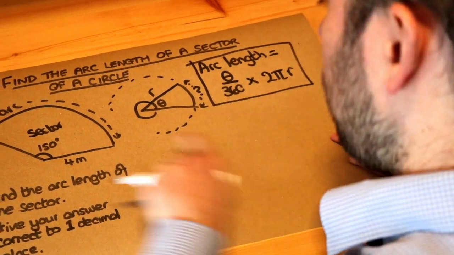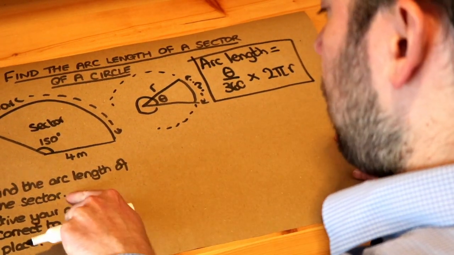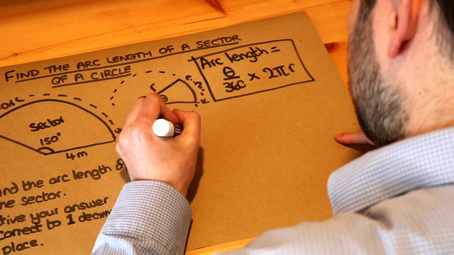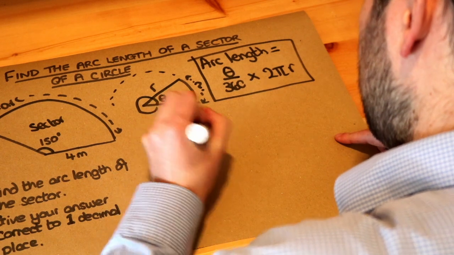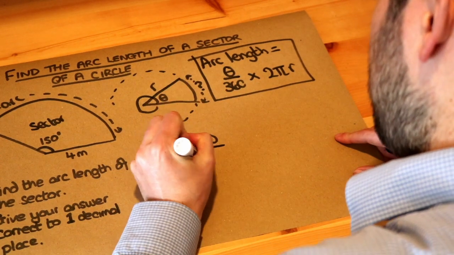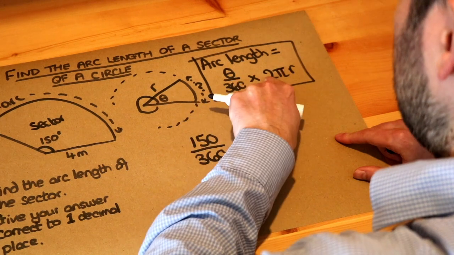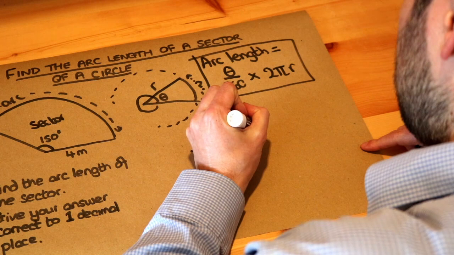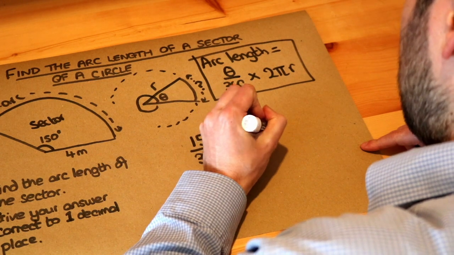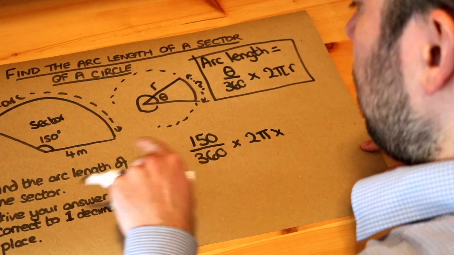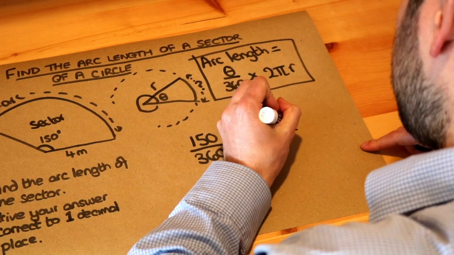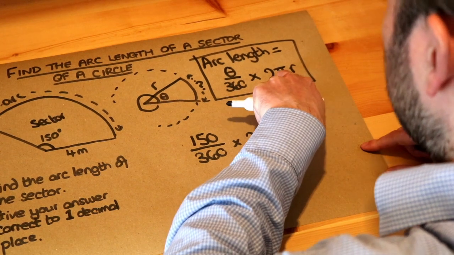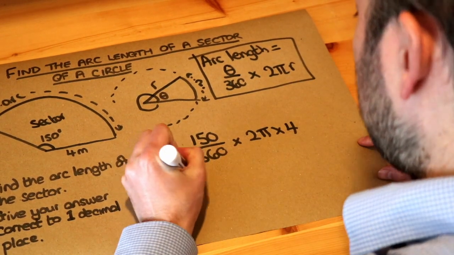So let's apply this formula to this problem here. We want to find the arc length. The theta here, that angle there, is 150. So we're going to do 150 degrees over 360, and we're going to times that by 2 times pi times the radius of the circle. So the radius is 4. That could have been written as 2 times pi times 4, because 2 pi r just means 2 times pi times r. And we just need to put this in our calculator now.